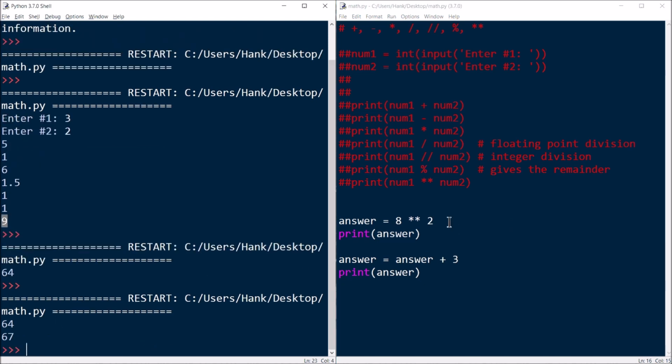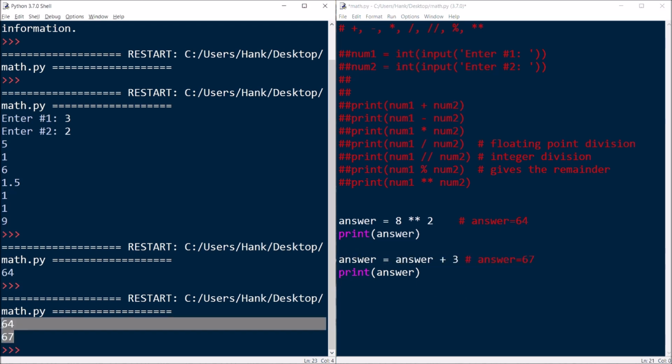Right, so there's 64 and 67. Now remember, what went into answer here? Answer equals 64. Why? Because 8 squared, right? But here we took what was in answer, and we already know from this line it was 64. We took what was in answer, 64, and then added 3 to it. So that became 67, which we then assigned to answer. Okay, so answer after this line is no longer referencing 64, it's referencing 67. And so that's why you see the output that you do here.